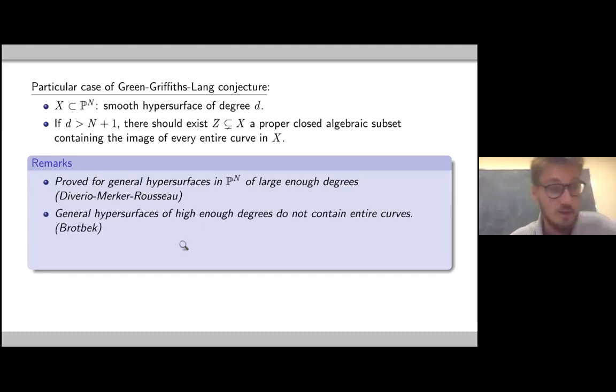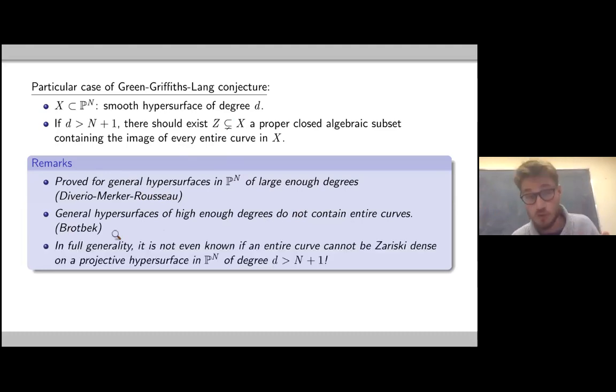And actually, a bit later, a stronger result was proved by Brotbek, saying that general hypersurfaces of high enough degree do not contain entire curves. So here we could have taken Z, the empty set. And in full generality, it is not even known if an entire curve cannot be Zariski dense. And the projective hypersurface is hyperbolic in this Pn, as soon, of course, as the degree is strictly greater than n+1.